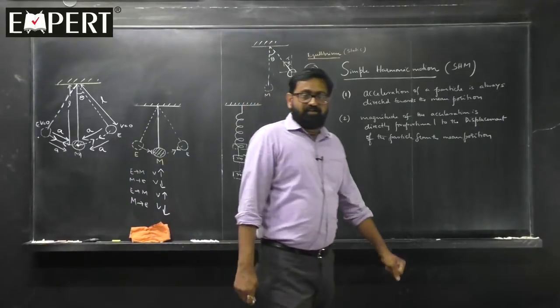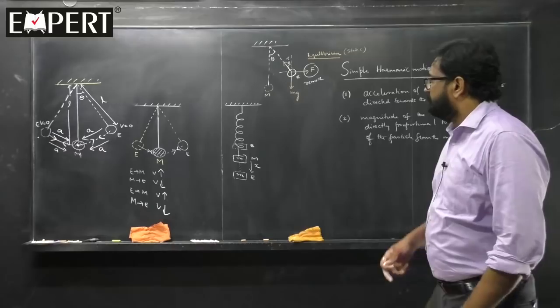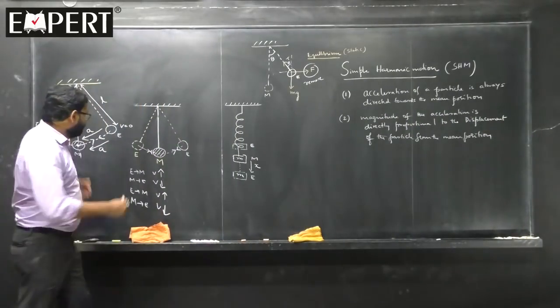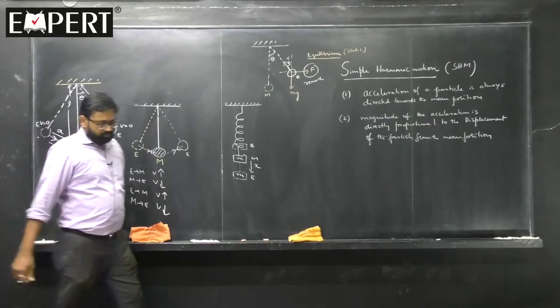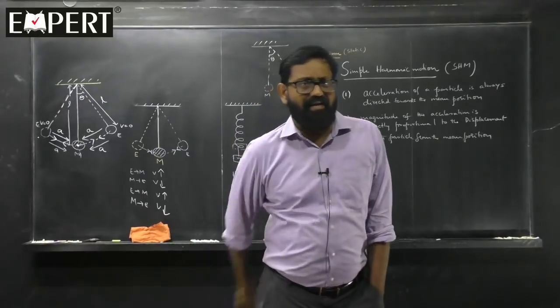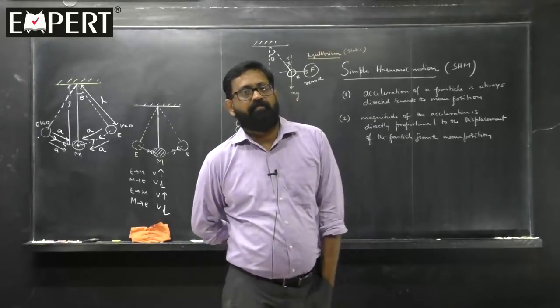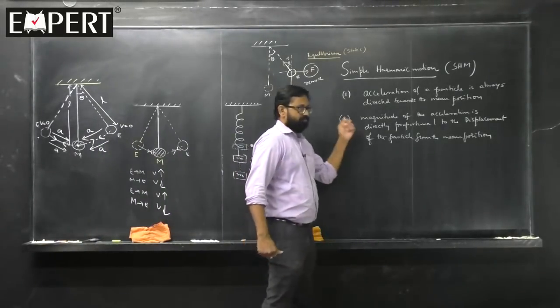A particle is said to have simple harmonic motion if the acceleration of the particle is always directed towards the mean position. At every instant of its motion, the acceleration of the bob is always directed towards the mean position. Who is providing that acceleration? You might be knowing, but we will discuss it separately later. I think you understood this. See the next one.